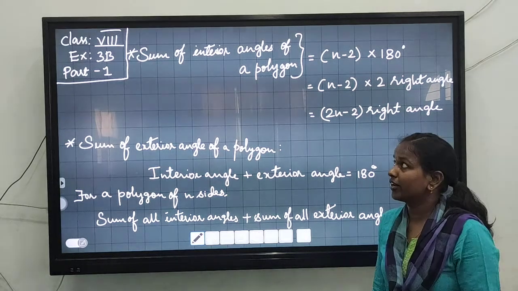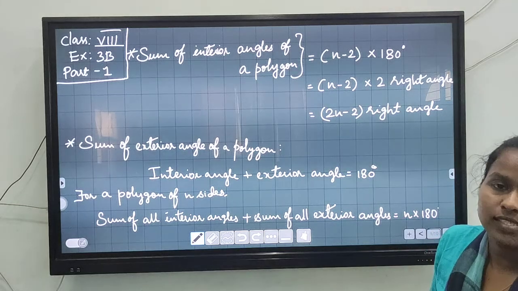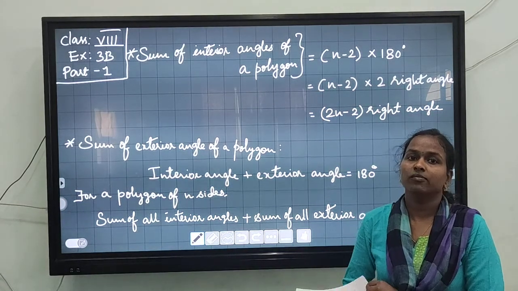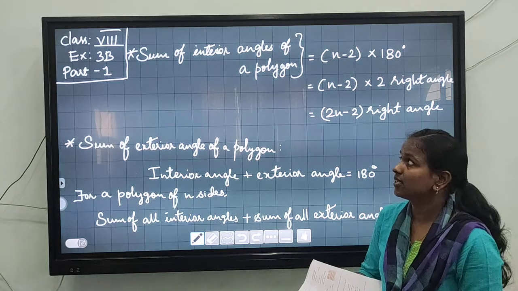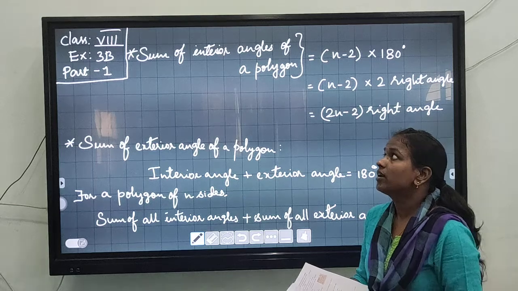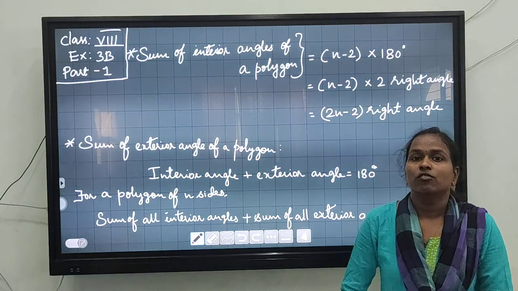Good morning students. Today we are going to solve exercise 3B part 1. In this session we are going to solve the first five questions of exercise 3. In the next session we are going to solve the continuation of this one. Before going to exercise 3B, first we are going to learn some formulas.